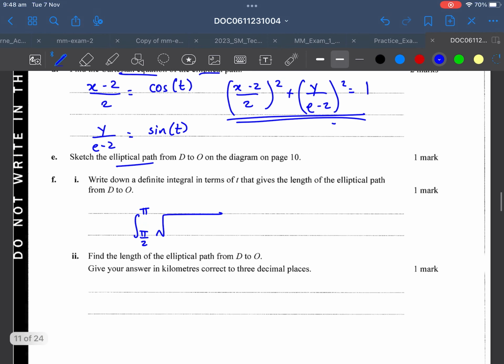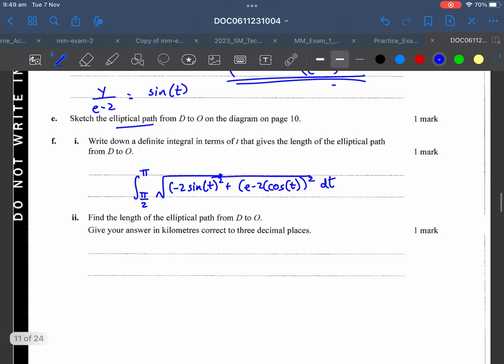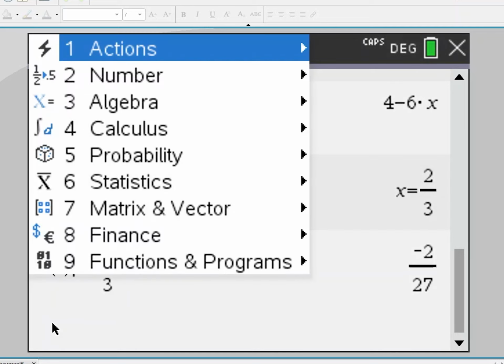So dx/dt is going to be (minus 2 sine of t) whole squared plus (e minus 2 cosine of t) whole squared, and dt, and hence evaluate that. Okay, so to three decimal places and in kilometers, we just have to find this integral out.